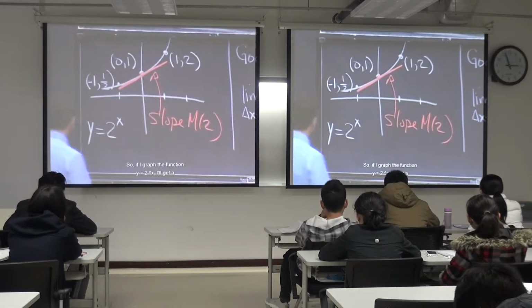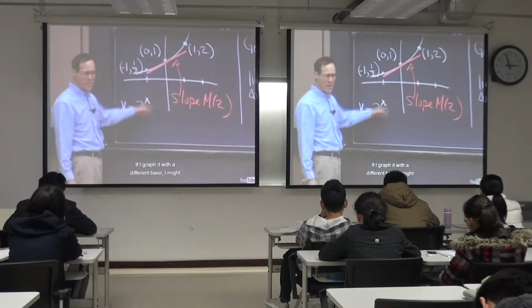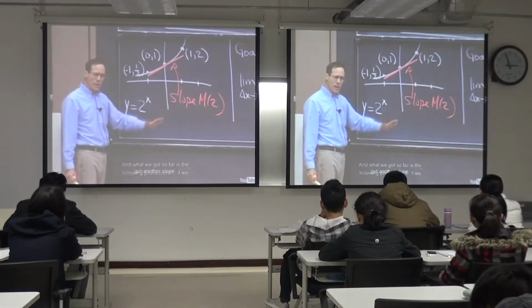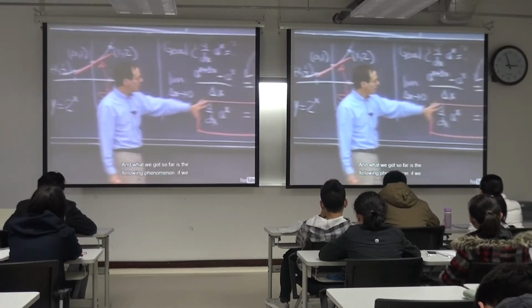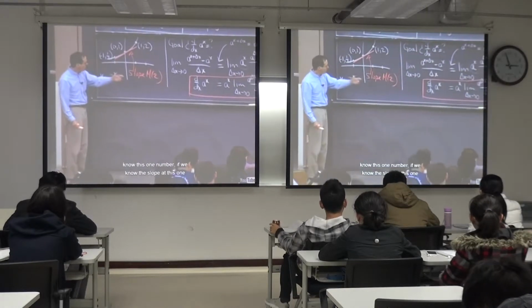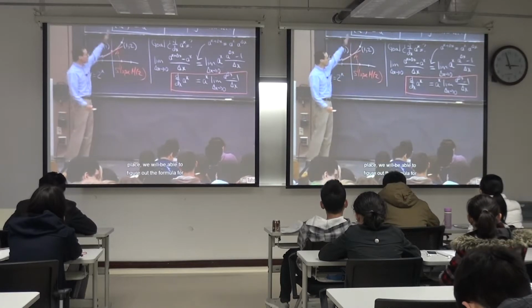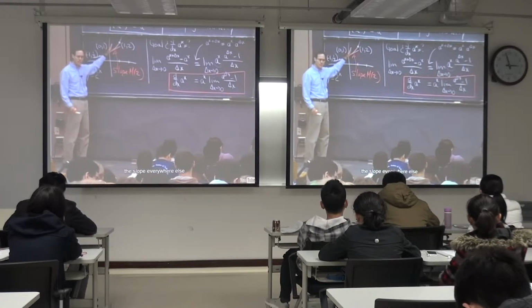So if I graph the function y equals 2 to the x, I'll get a certain slope here. If I graph it with a different base, I'll maybe get another slope. And what we've got so far is the following phenomenon. If we know this one number, if we know the slope in this one place, we'll be able to figure out the formula for the slope everywhere else.